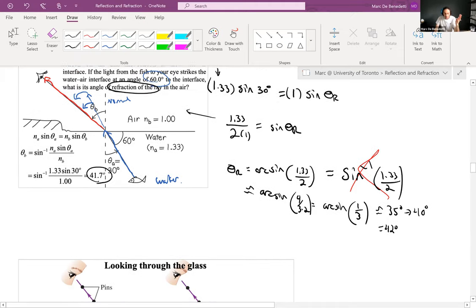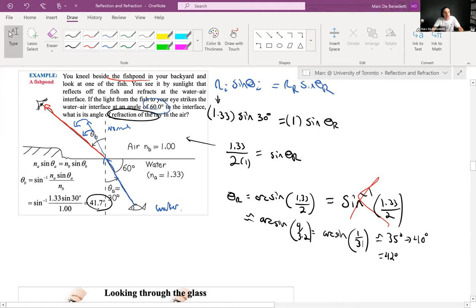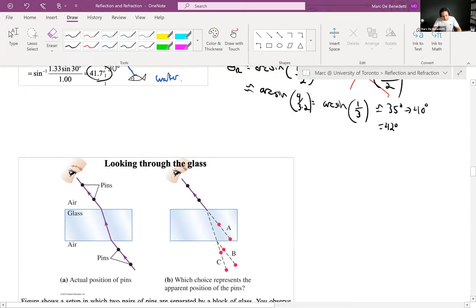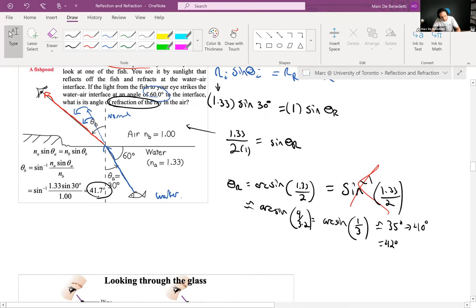Now, of course, in real life, you're not going to know magically that the angle that the fish makes with wherever you are is going to be 60 degrees, right? That's a manufactured problem. However, before we move on, I want to illustrate something. And this is kind of what I was mentioning earlier.